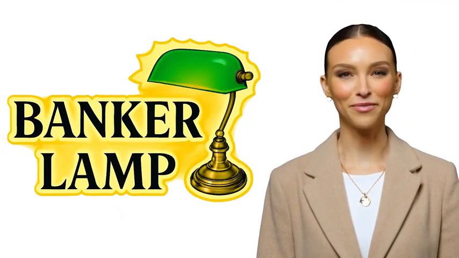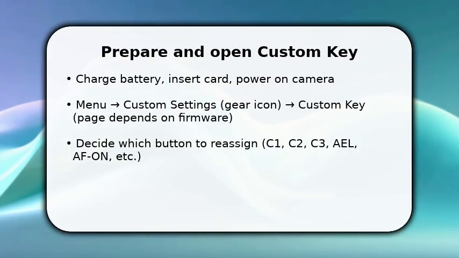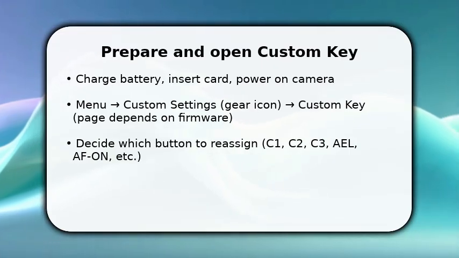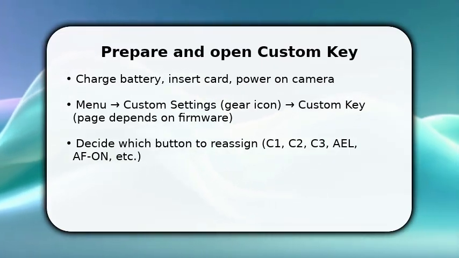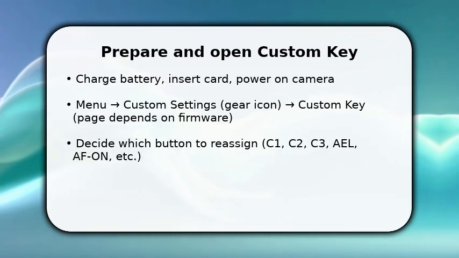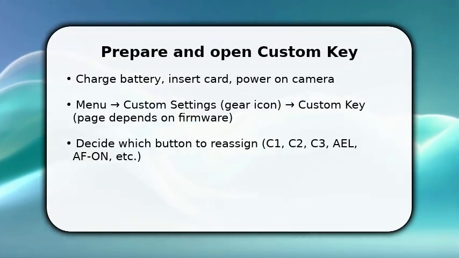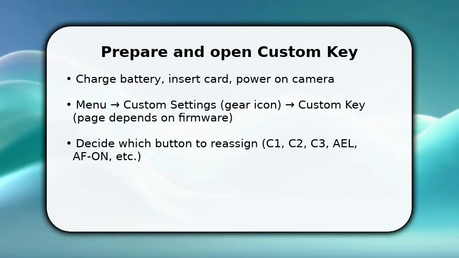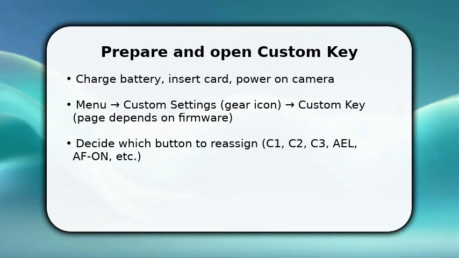Please enjoy the video. You start now, power the A7III, confirm a charged battery and card, then go straight into the menu. Once inside, navigate to the Custom Settings tab and find Custom Key. You choose the physical button you want to change. Pick C1 or another accessible control so you can reach it in the moment.